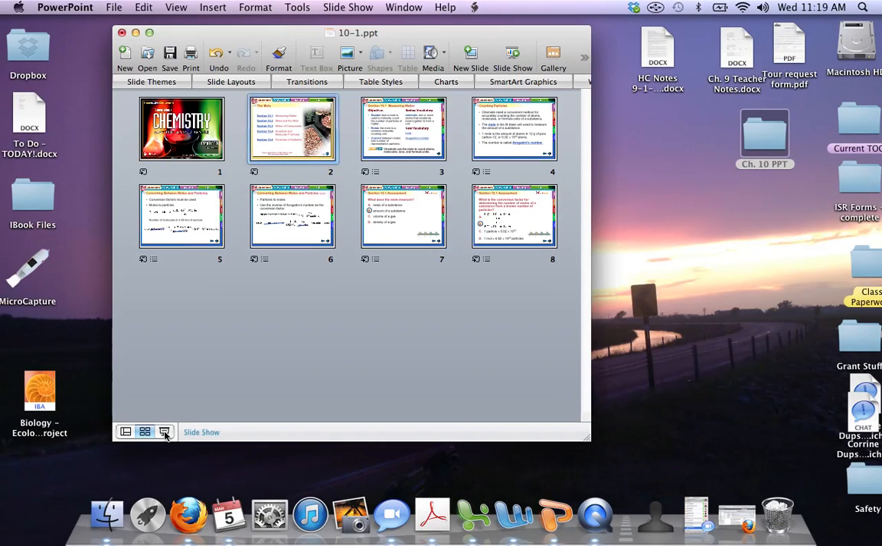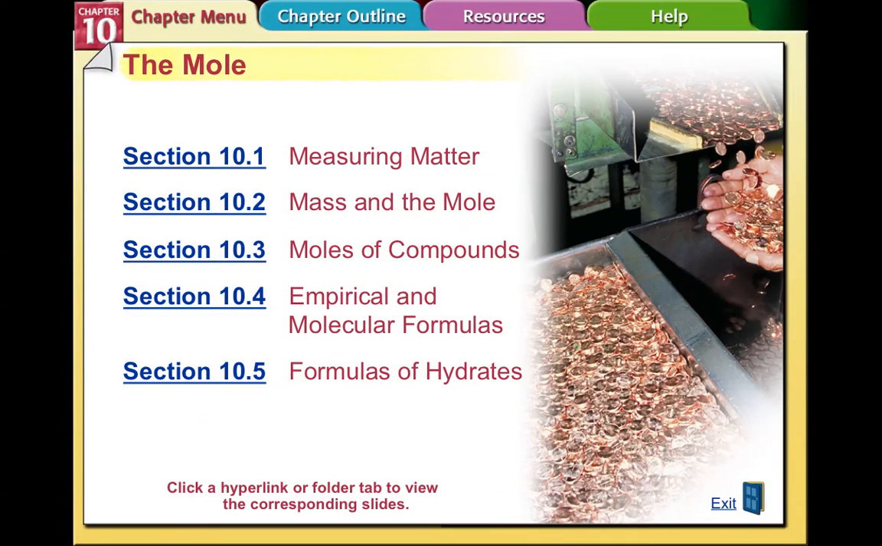Into Chapter 10, the mole. In this chapter there are 5 sections, and we will be doing all 5 sections.